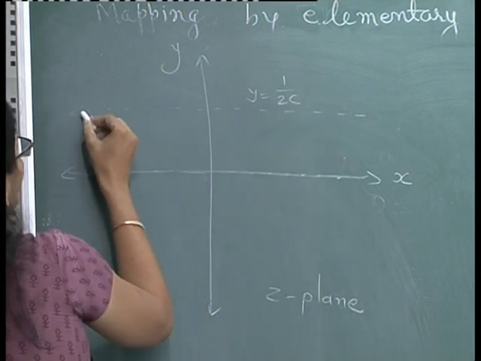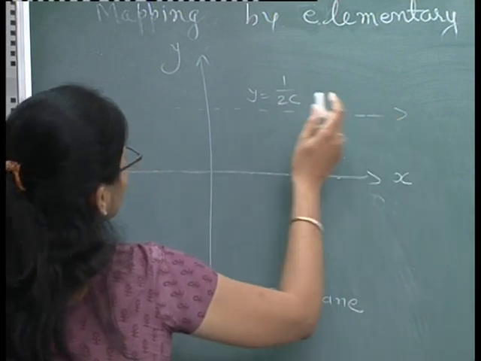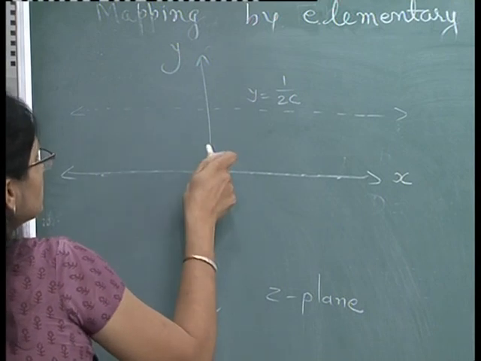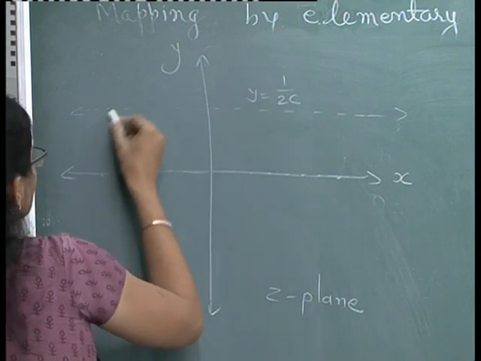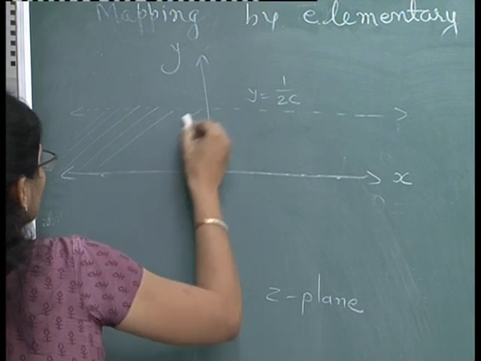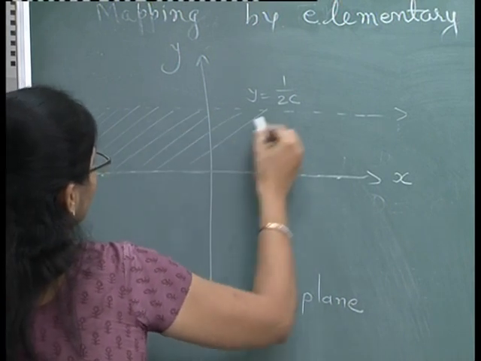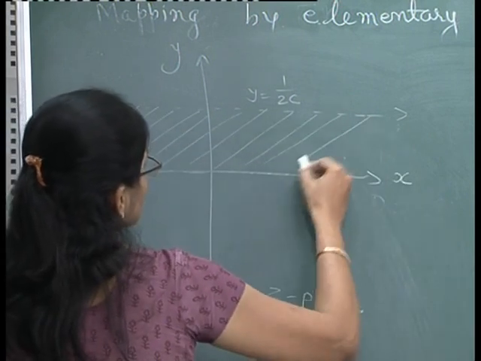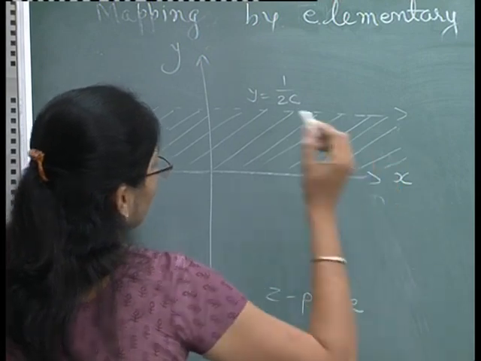So we want to find the region where y is between 0 and 1 upon 2c. This is the infinite strip. We want to find the image of this infinite strip under the transformation w is equal to 1 upon z.